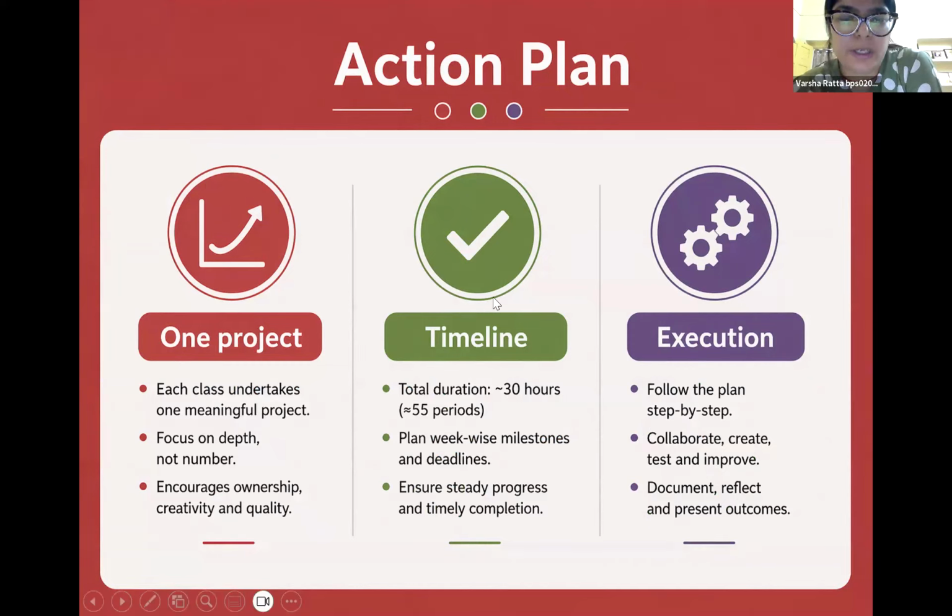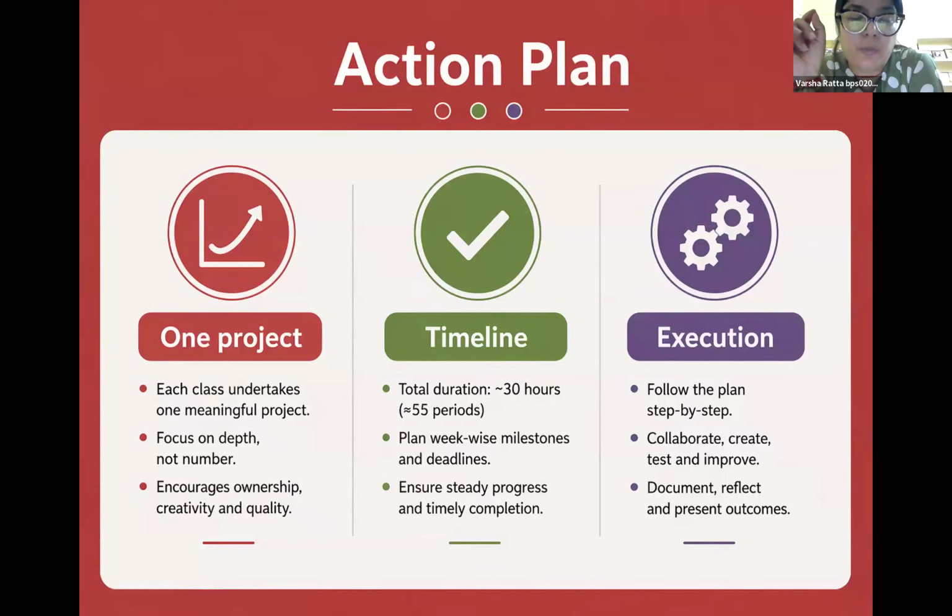अब ये 55 दिन या 30 घंटे, यानी 55 पीरियड, आपने कैसे प्लान करना है, it is also very important. You have to make a weekly program that you're going to do for this project, right?